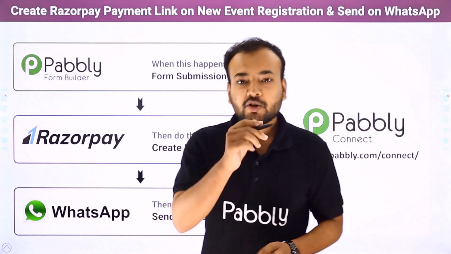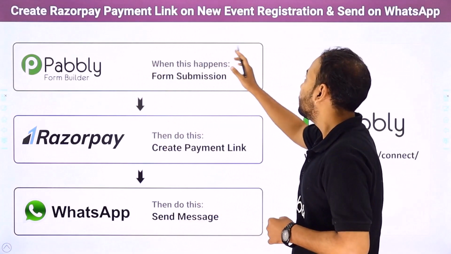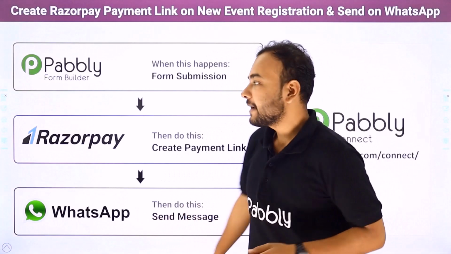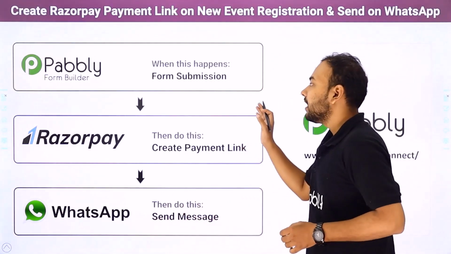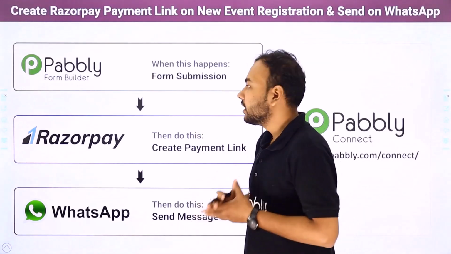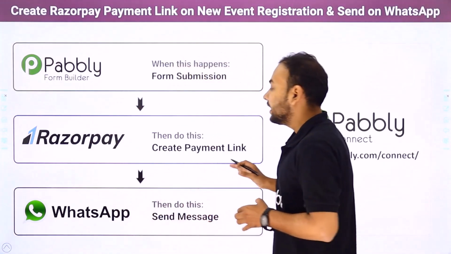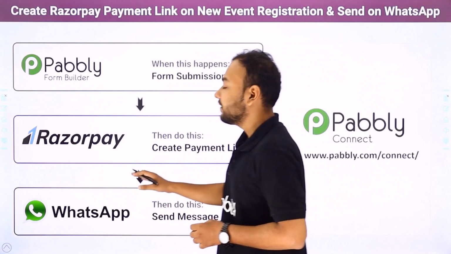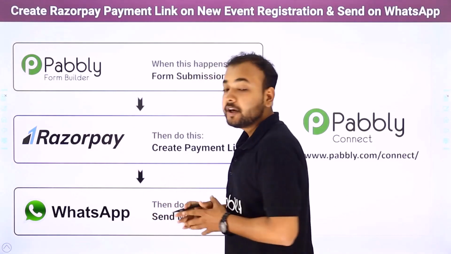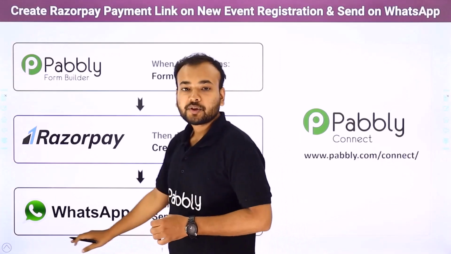So in this video, you are going to learn how to create a Razorpay payment link on new event registration and send it on WhatsApp. So now let's see what is happening here. You have received a new form submission for the registration of an event that you are going to conduct in a Pabbly form, right? So you are going to create a payment link from Razorpay for the person who has registered in a Pabbly form. And you are going to send the same payment link to the person who has filled the form on their WhatsApp account, right?